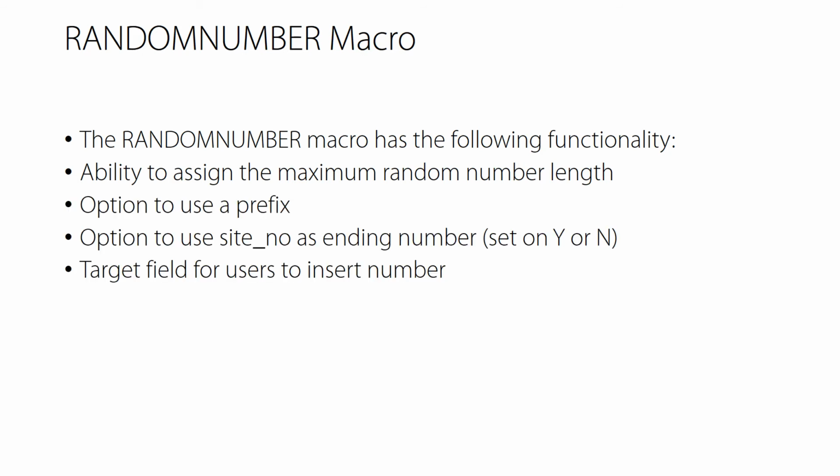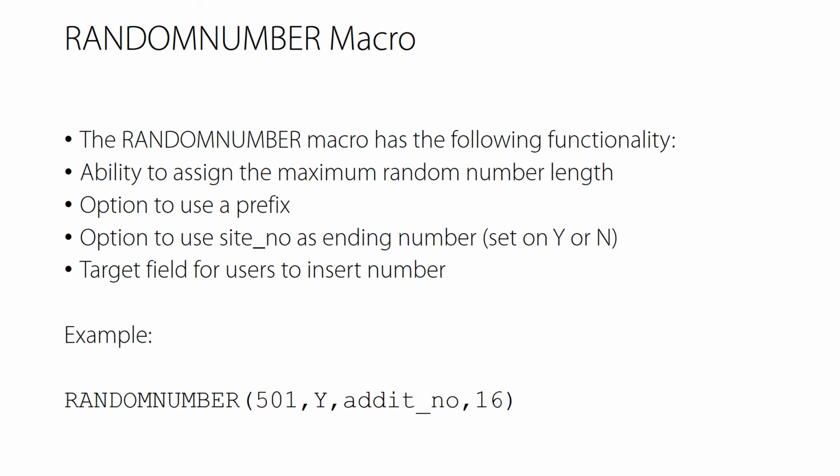to make vouchers more fraud-proof. This macro gives the option for a prefix, options to include the site number, set with a yes or no, and a target field for users to insert the number. In this example, this macro will create a 16-digit number with 501 as the prefix and the site number as the suffix. The random number writes to the Add It No field in either the Guest Pass table or the Access table, depending on the configuration for the Item Action tab.